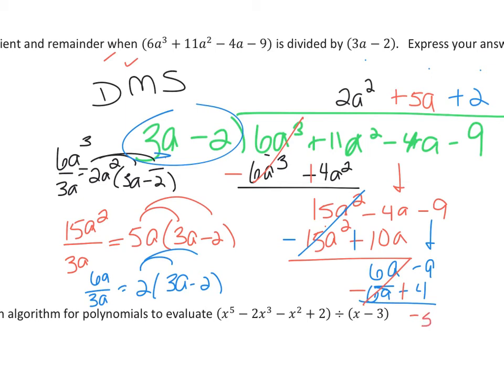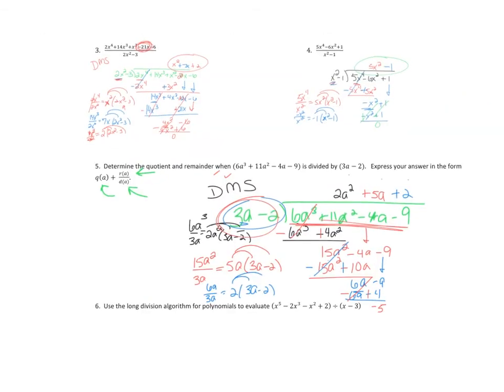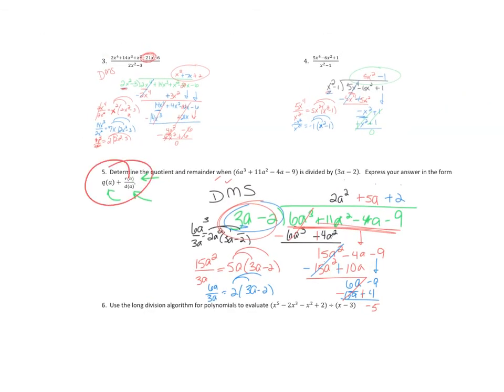This is your first problem that we've had a remainder. So this means that this is not a factor of this guy on the inside. But we do have to show the remainder, and that's where this little form comes into play. This whole quotient plus the remainder divided by the divisor. So what we're going to do is our quotient, which is 2a squared plus 5a plus 2, plus your remainder, which is negative 5, over your divisor, which is 3a minus 2. Okay, this is the proper way to write your answer.